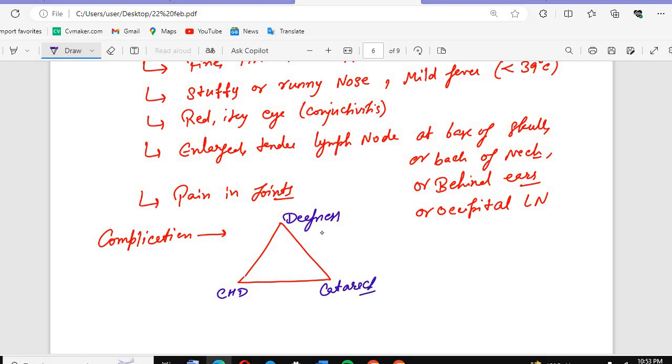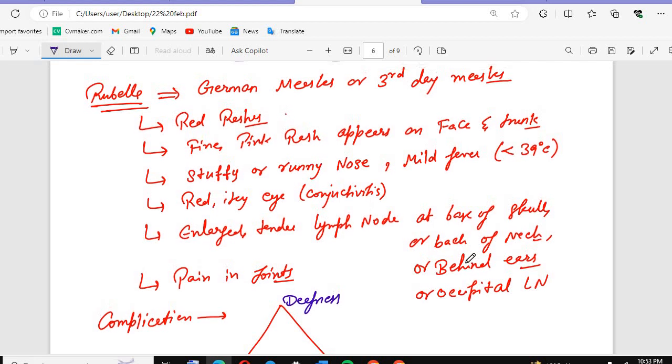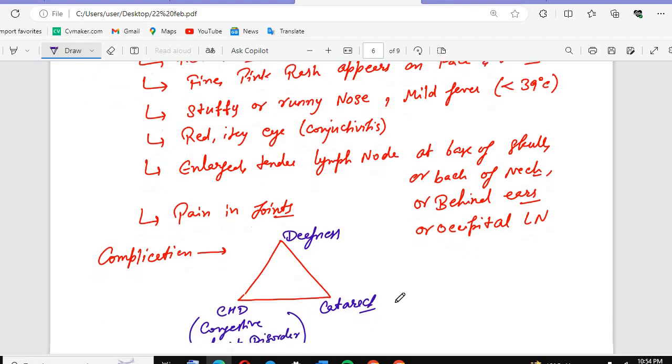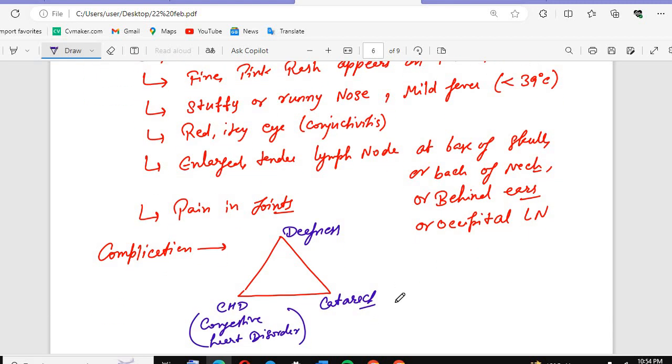Okay, so what are the complications? That is deafness. What is the CHD? Congestive heart disorder. And other than that, the patient will have cataract. Okay, so this you need to remember. I hope this is clear. Done. So rubella, red rashes you need to remember. Along with that, there is deafness, there will be congestive heart disorder, and cataract will be there.